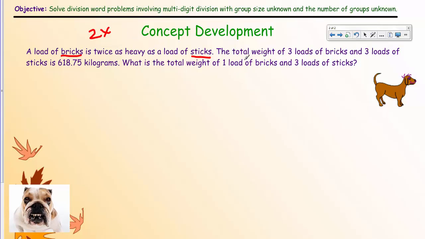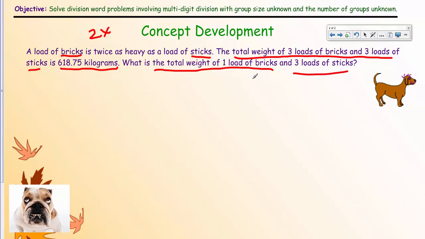Keep that in mind. The total weight of 3 loads of bricks and 3 loads of sticks is 618 and 75 hundredths kilograms. Wow, 618.75 kilograms. That's how we would really say that. So then what would be the total weight of 1 load of bricks and 3 loads of sticks?